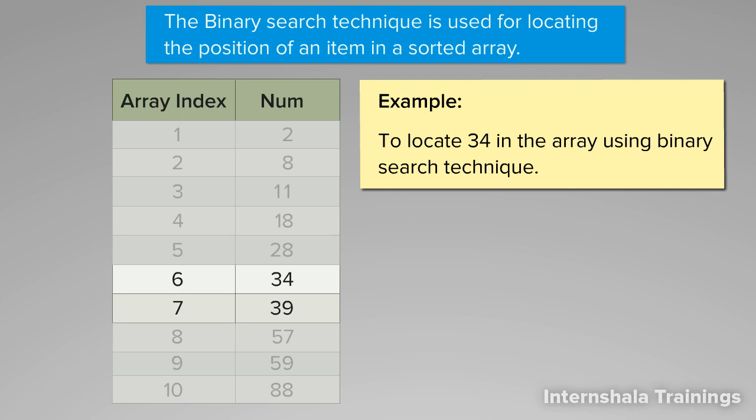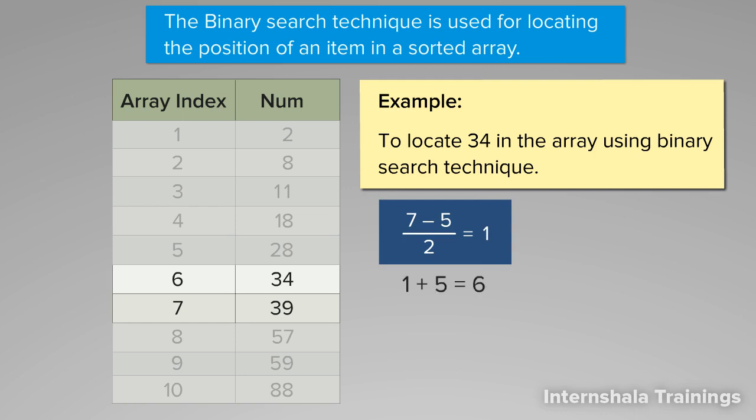At last, we split the distance between the 5th and the 7th element into half, 7 minus 5 divided by 2. The result is 1, so we check 1 plus 5, that is, 6th element of the array. The 6th element is 34, which is the number we are looking for. So, in this way, in binary search, the target element is searched in smaller segment, which is nearly half of the previous segment after every stage.